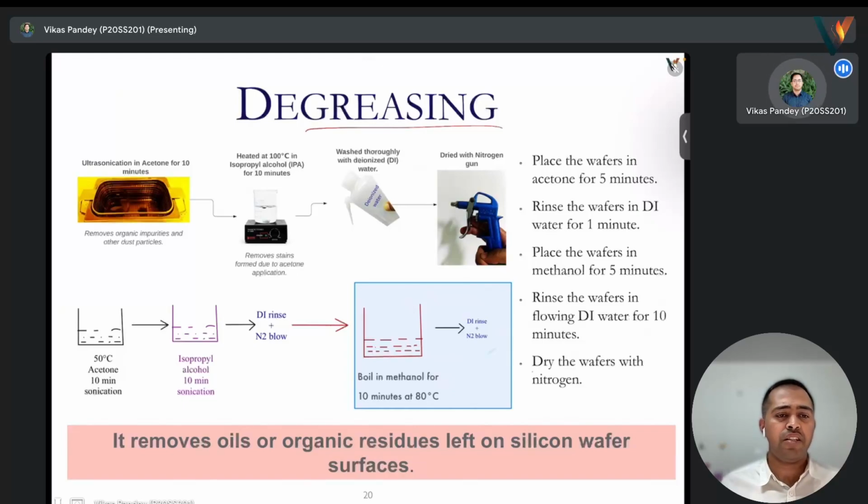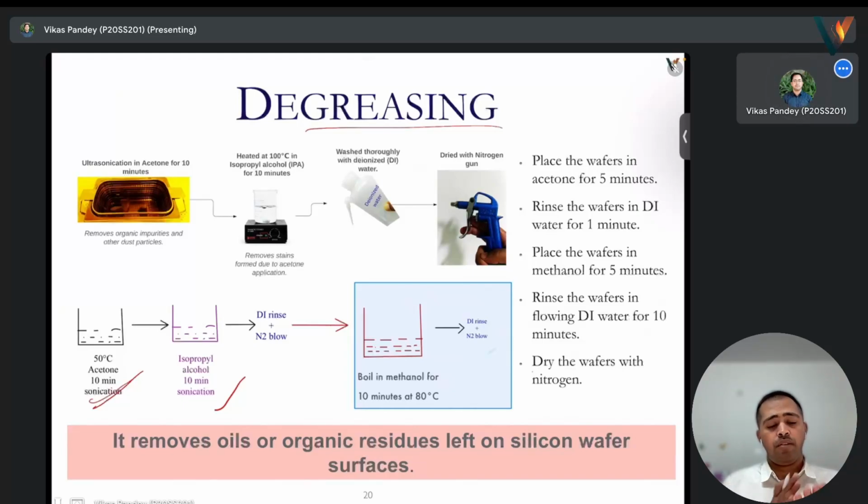There are different kinds of degreasing processes. One I commonly use is to put the wafer in 50 degrees Celsius acetone. It is not heated directly, it is heated in a warm bath, like water at 50 degrees Celsius is maintained. Inside it, it is sonicated using ultrasonic waves, so the contaminants are moved out with the help of ultrasonic waves, and in acetone they dissolve. Then it is taken out and put into isopropyl alcohol for 10 minutes of sonication, but this is cold.